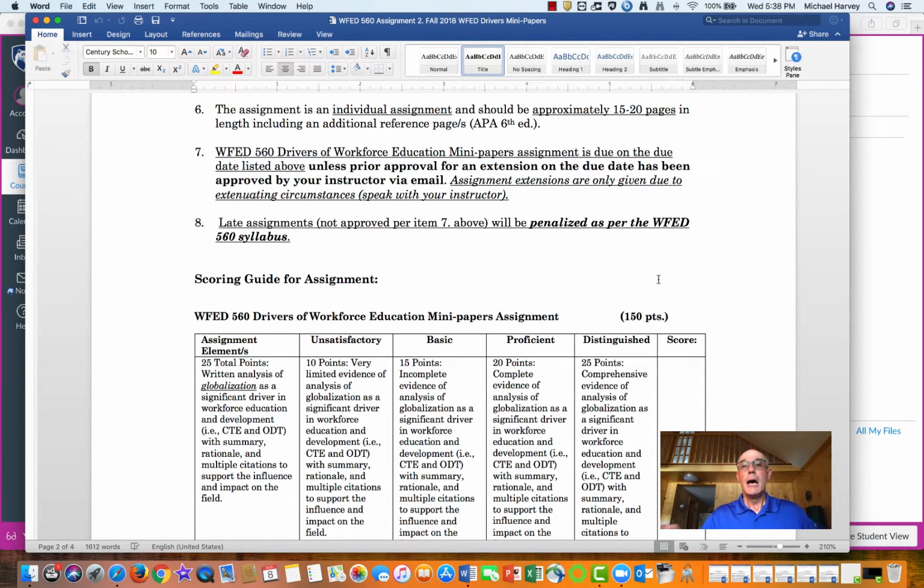These are assignments that are due when the assignment due dates for each component part are written as sections with the 5 drivers, and the assignments are due on the due date. And if you need to have an extension, you need to work with me on that extension, as with other assignments. They're only afforded to you after speaking with your instructor and due to extenuating circumstances. Also, late assignments are penalized.